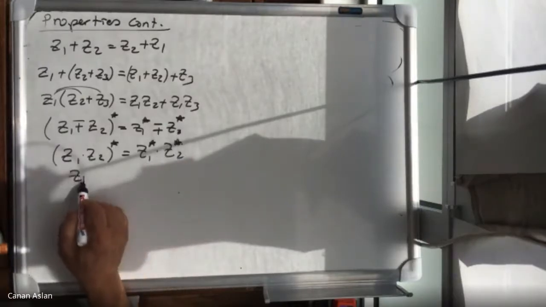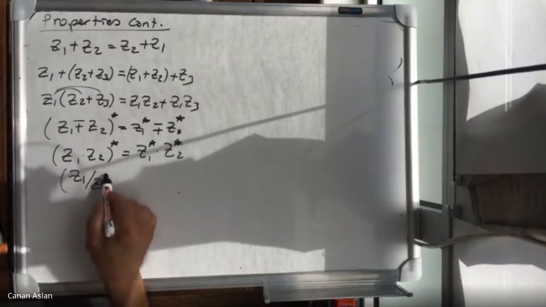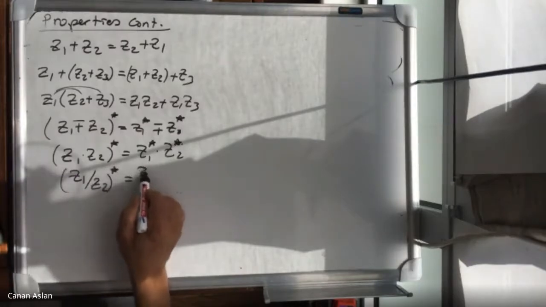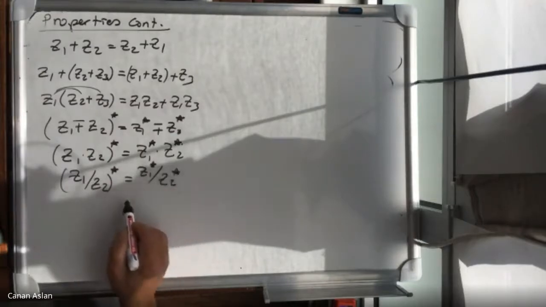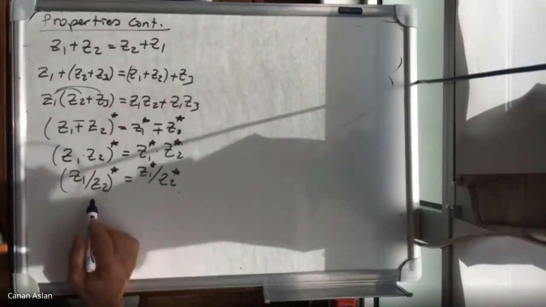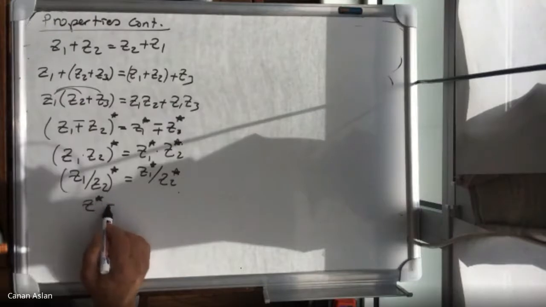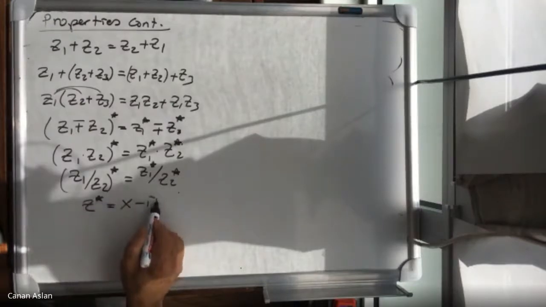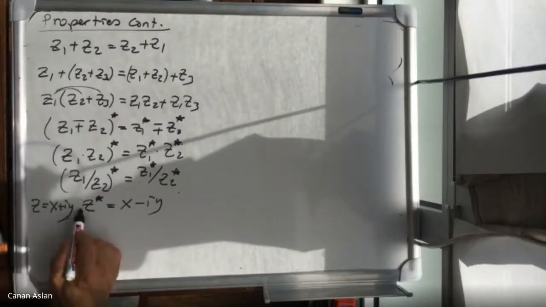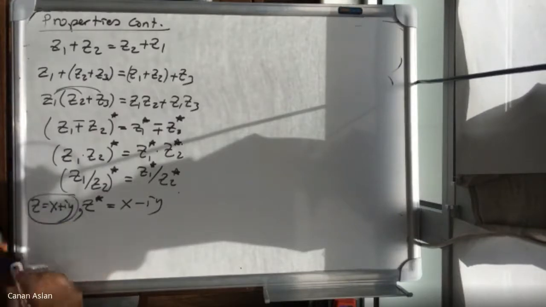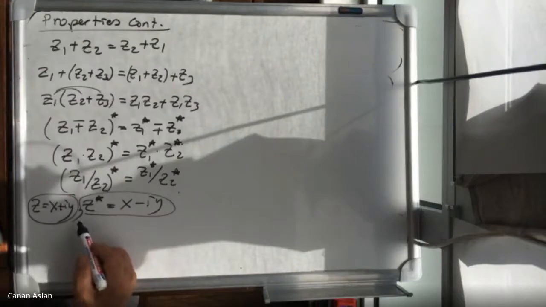And similarly, if you want to get z1 over z2 and the complex conjugate of it, it's nothing but z1 complex conjugate divided by z2 complex conjugate. Don't forget that the complex conjugate z star is equal to x minus iy if z is given by x plus iy. Okay, so this is a generalized complex number, and this is the complex conjugate of it.